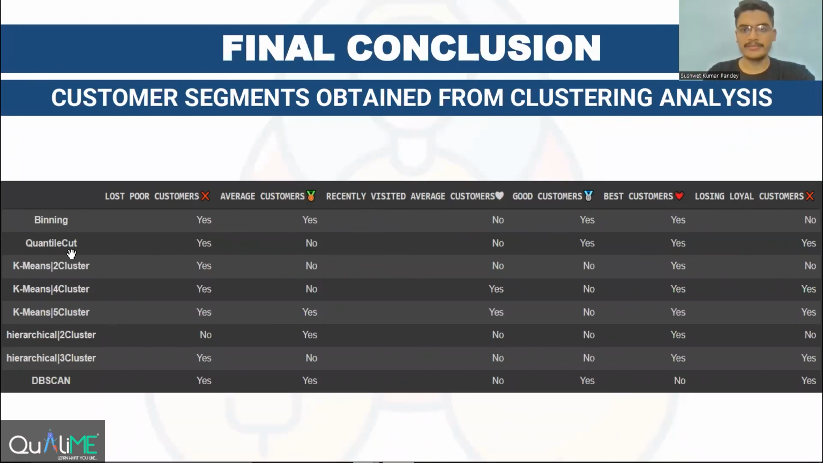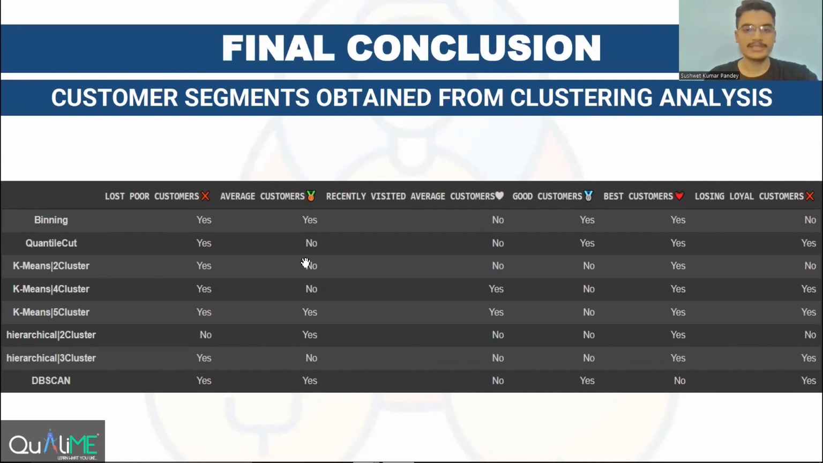This is the final conclusion and the customer segments obtained from these different methods: lost poor customers, average customers, recently visited average customers, good customers, best customers, and lost loyal customers.